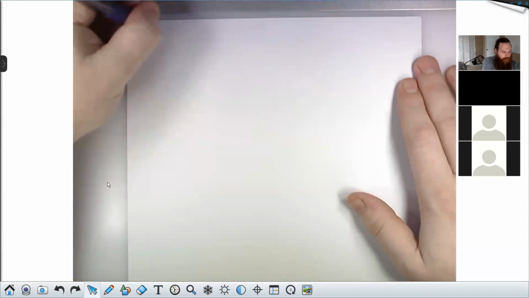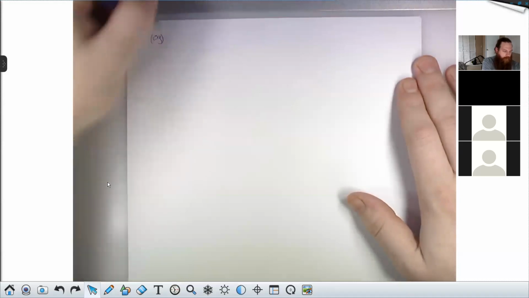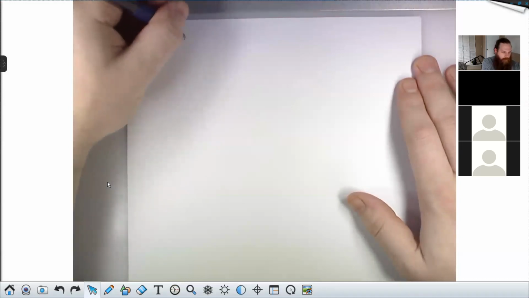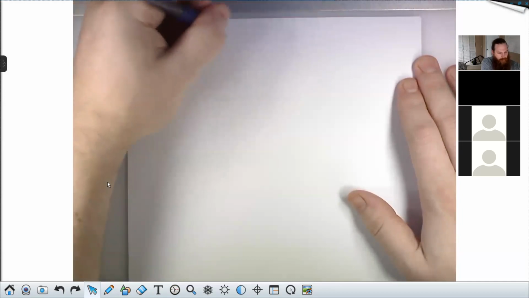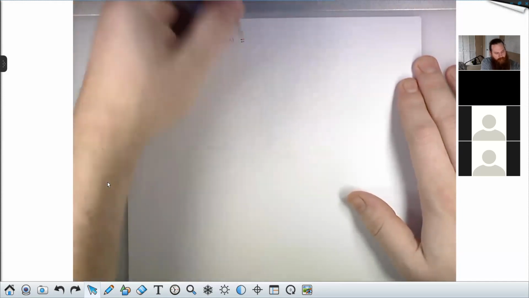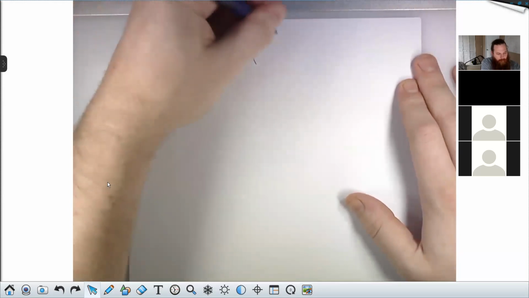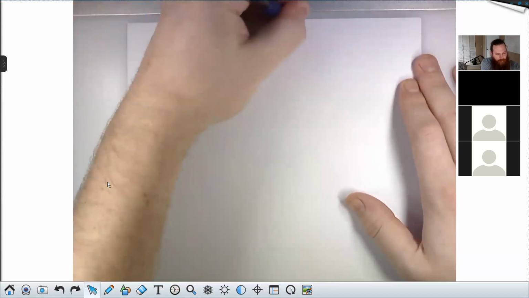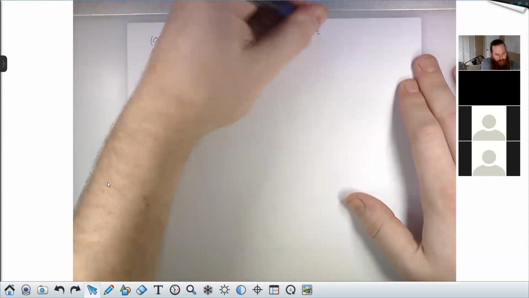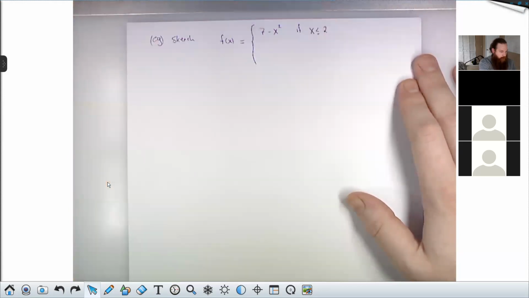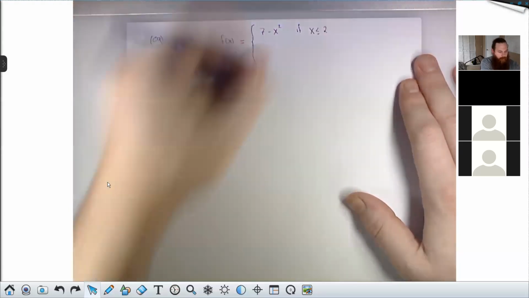Okay, so let's sketch f of x equals a piecewise function, 7 minus x squared, if x is less than or equal to 2, and x if x is greater than 2.